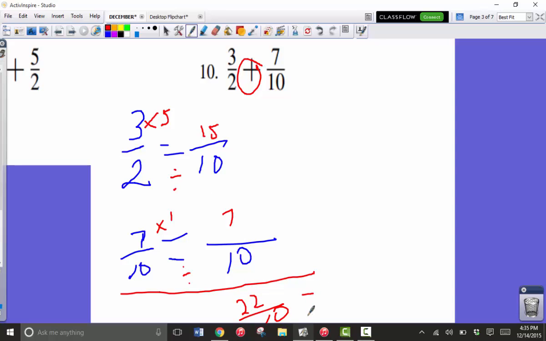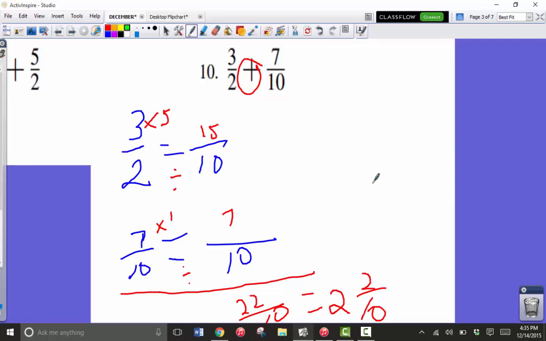Over 10. Again, you have an improper fraction, so we are going to change it to a mixed number by asking ourselves, how many times will 10 go into 22? 10 will go into 22 2 times, because 2 times 10 is 20. That means there's 2 left over, keeping the same bottom number.